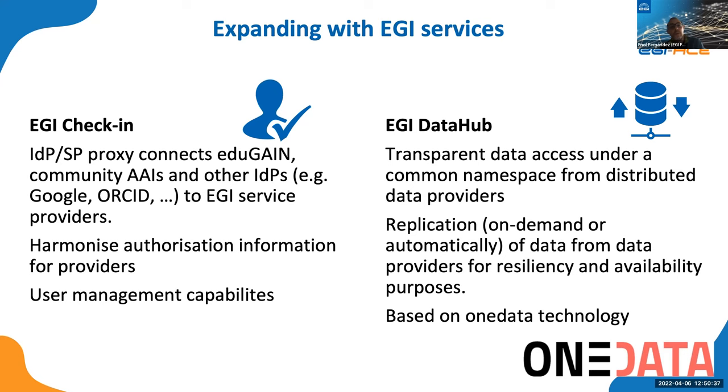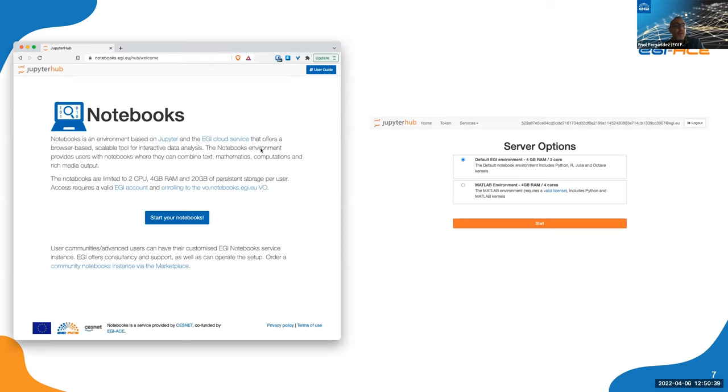So with all of this, we put together what we call the EGI Notebooks service. This is a JupyterHub where you can log in with Check-In and you will have your environment for running your things. We have two main server options, but we can talk about customizing this. A default environment with Python, R, Julia, Octave, lots of libraries like TensorFlow or Pandas, libraries that people use for data science. And we also have a MATLAB environment. We have a collaboration with MathWorks to make MATLAB available there. It requires a valid license.